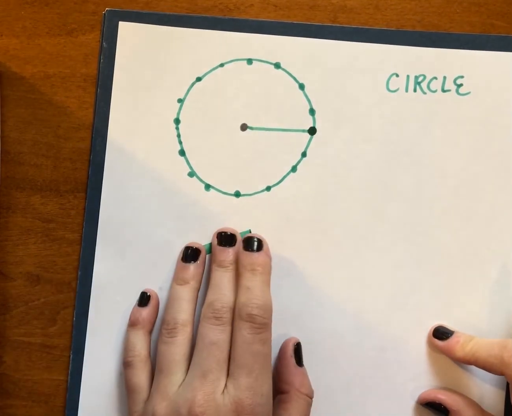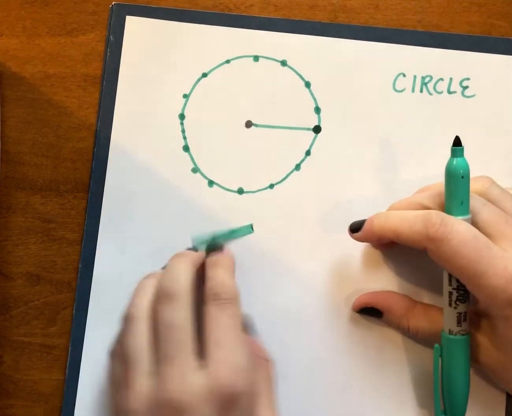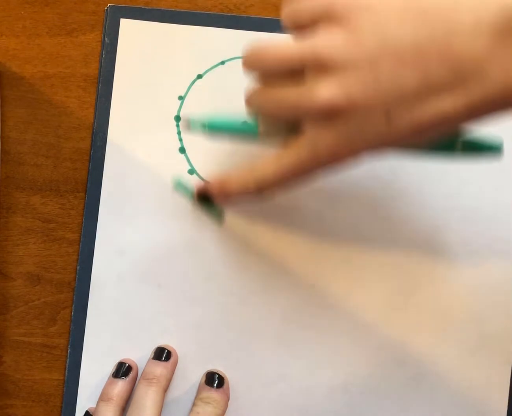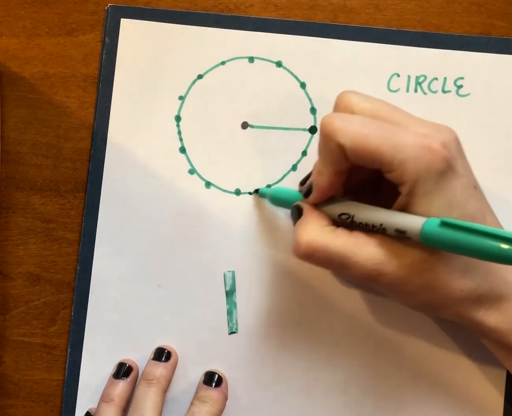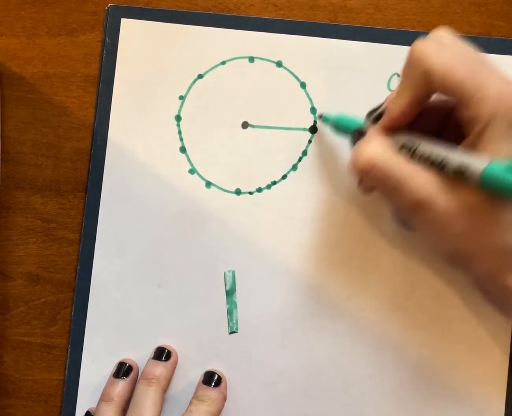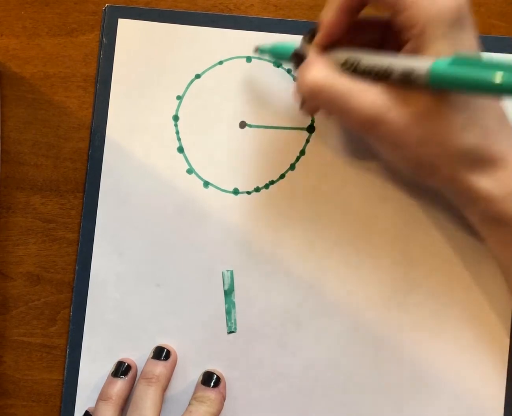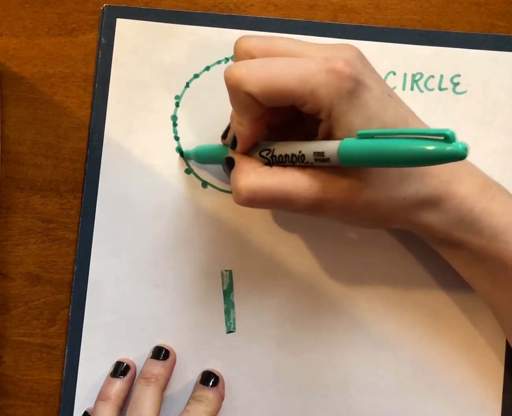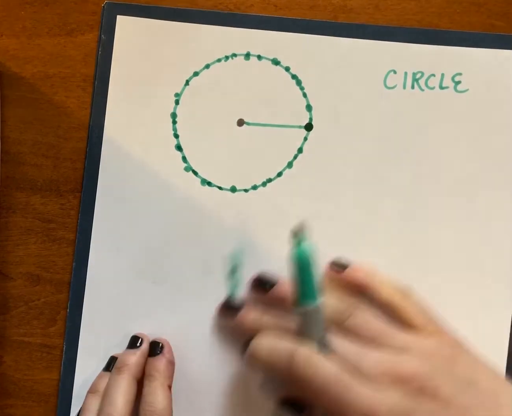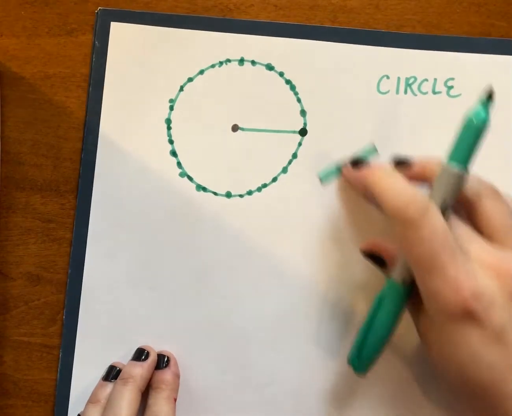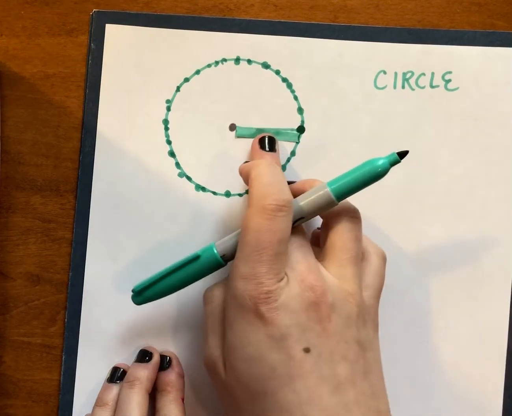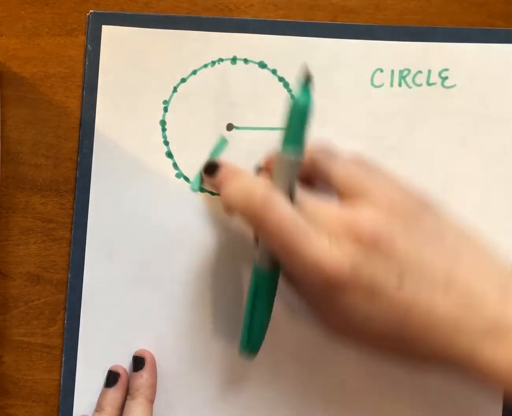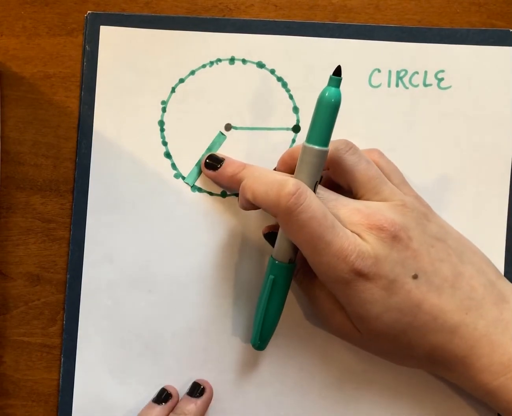So to make a circle, you need to have a dot here in the center, and you need to have a lot of other dots, an infinite amount of other dots that are the same distance away from that center dot. Any point I could draw on this circle would be the same amount of distance away as the original one was. So that's what a circle is.